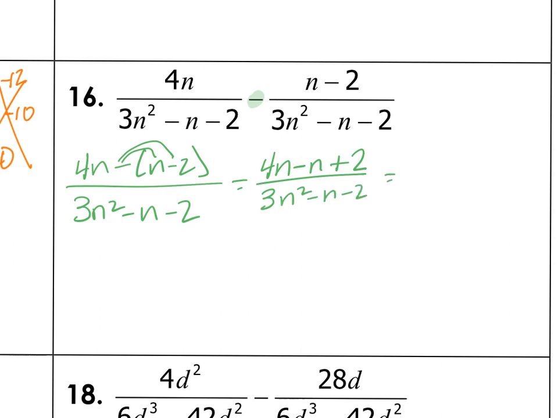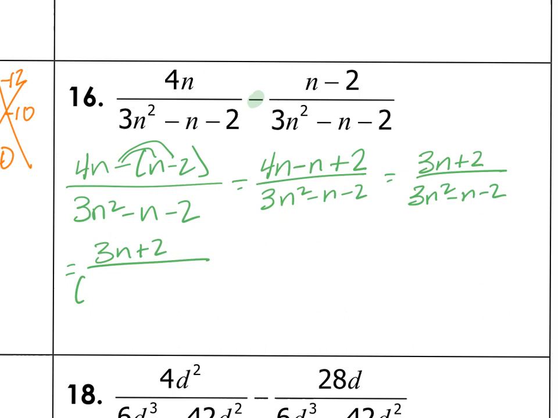So that gives me 3n plus 2 all over 3n squared minus n minus 2. Now I need to try and factor the bottom. My numerator has a 3n plus 2, and I cannot factor anything out of that. In my denominator, the only two numbers that multiply to be 3 are 3 and 1. So I know I'm going to have a 3n and an n.